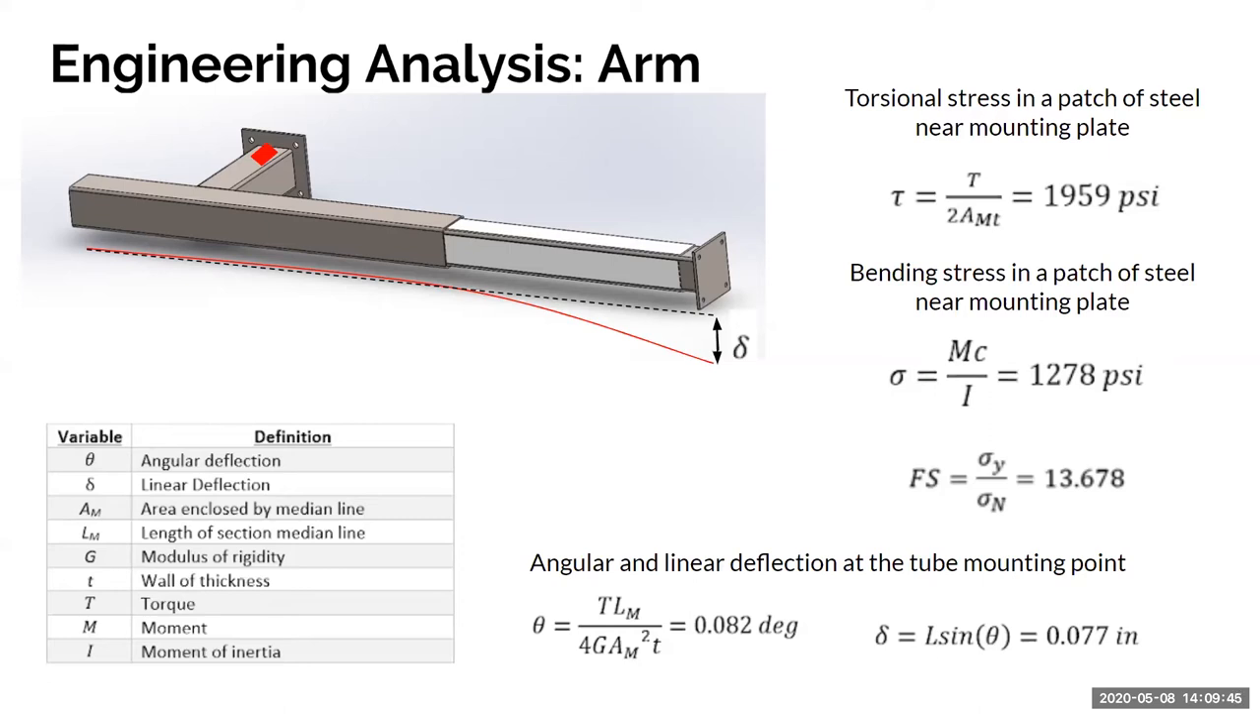And then utilizing Mohr's circle to get a normal stress, we were able to use that normal stress to calculate a factor of safety of about 13.7. So the arm is not going to fail due to any of those stresses provided from the largest tube. And then the angular and linear deflection is something to consider, since we want it to be accurate whenever they're trying to line up the tube and you don't want it to be bouncing around. So it was less than a tenth of an inch on the linear deflection at the end, which should ensure that the tube doesn't bounce around.